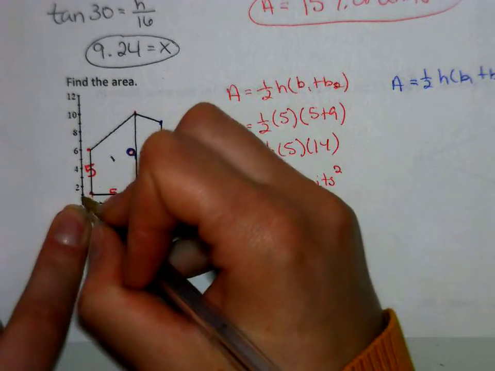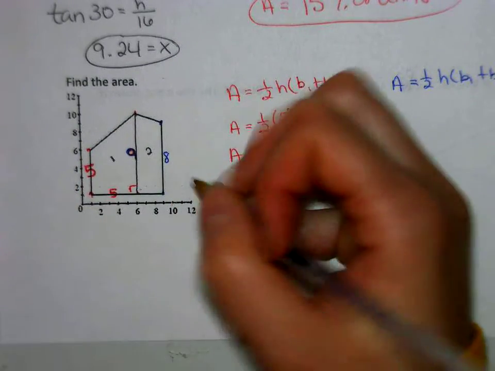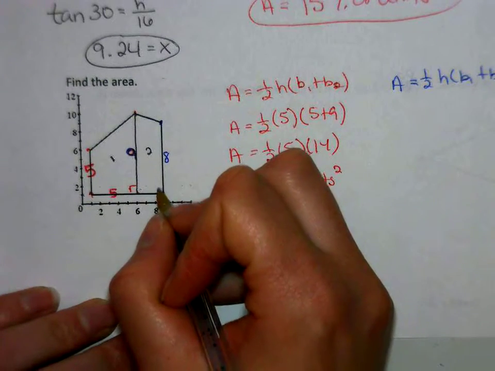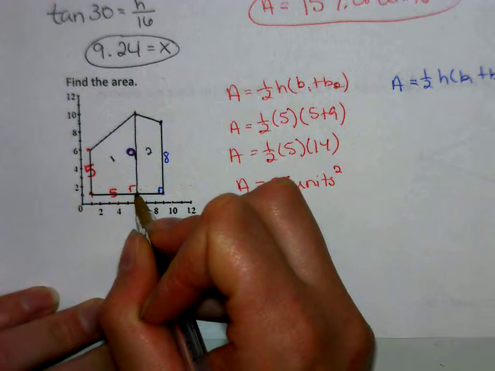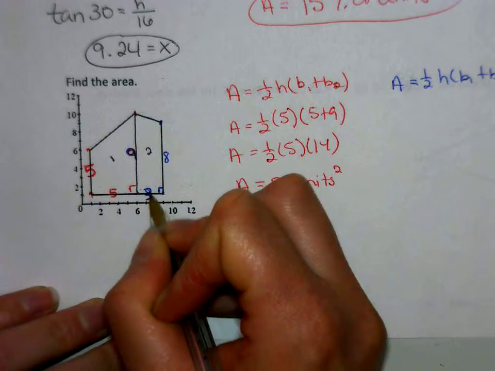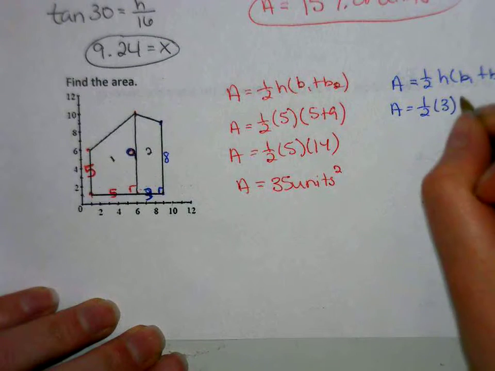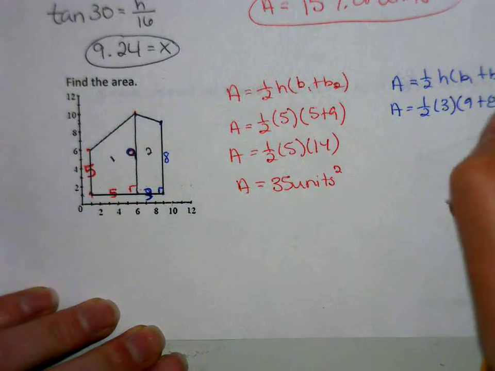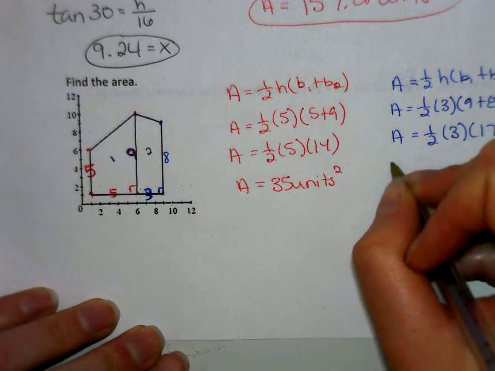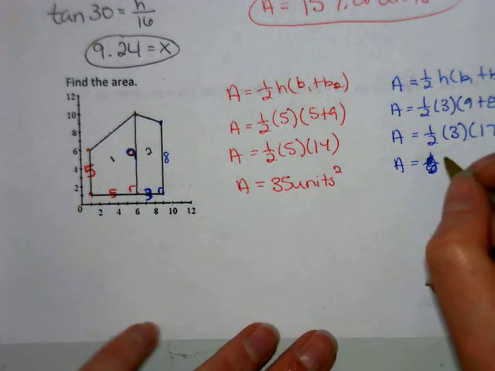So we have 8. So then our height is that perpendicular line that goes between the two bases. So here's our perpendicular line. So if we start at 6 and we go over 3 to get to 9, it's a height of 3. So we know the area equals 1/2 times our height of 3 times 9 plus 8. So then we go to solve this. 9 plus 8 is 17. So 1/2 times 3 times 17 is 25 5/10 units squared.